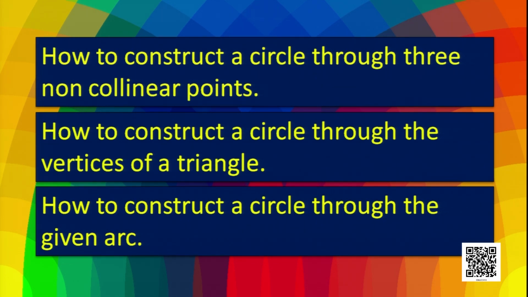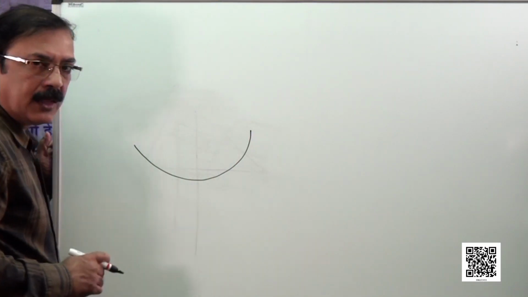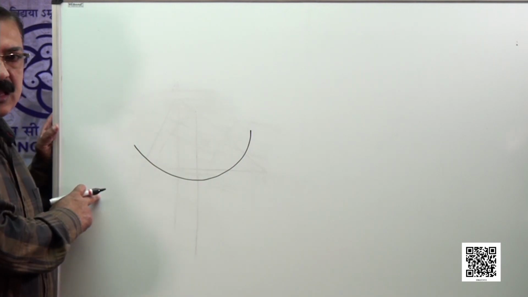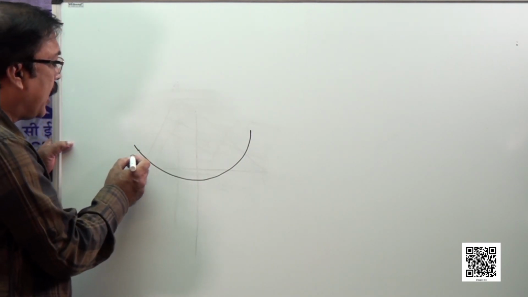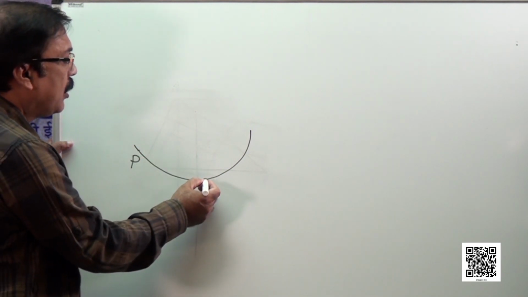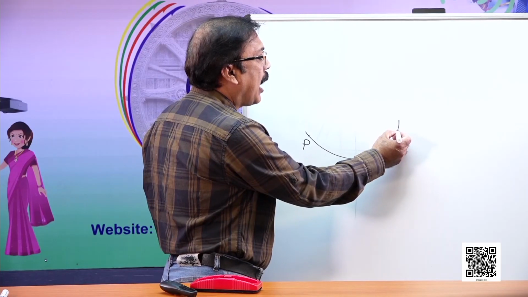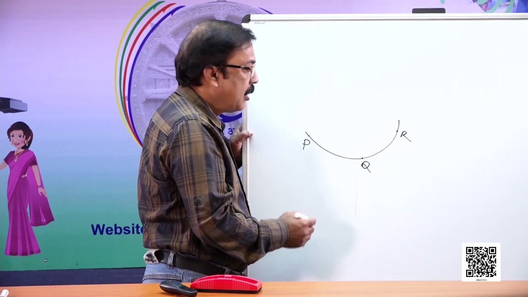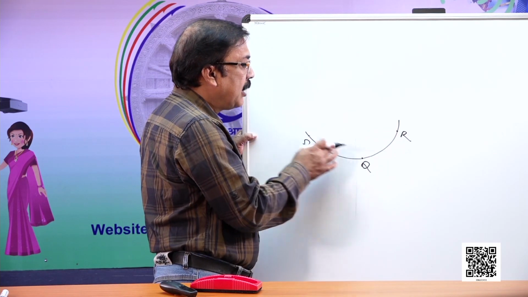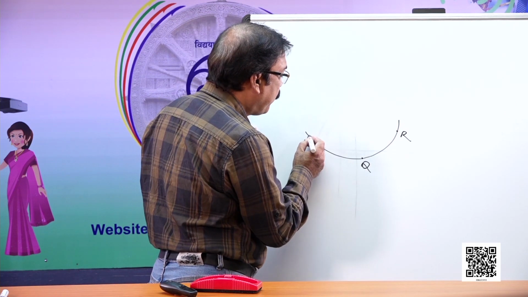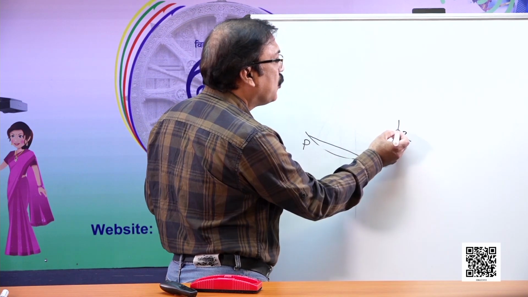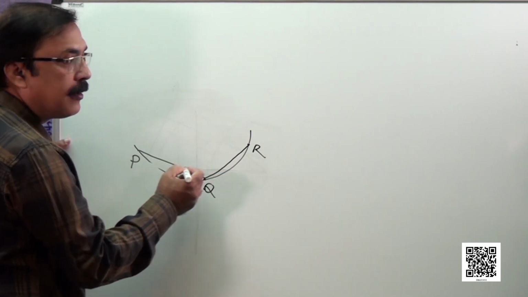If an arc like this is given, we have to complete this circle. What to do? Take any 3 points here, say P, Q and R. Here we get 3 non-collinear points. Now as before, let's join PQ and QR.